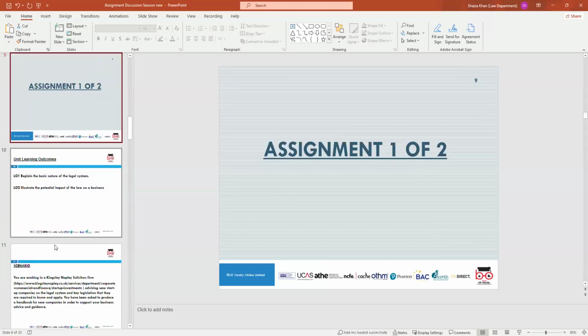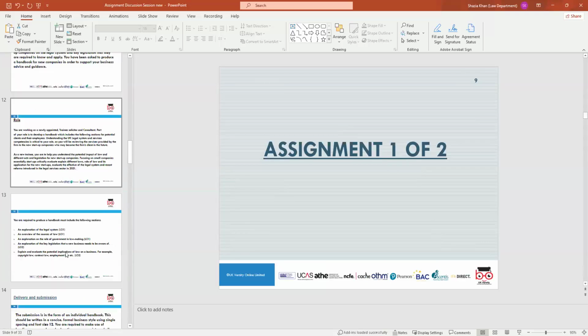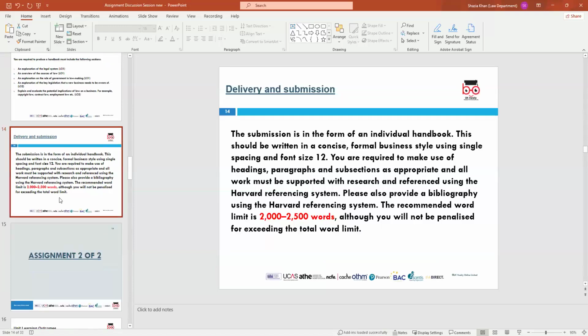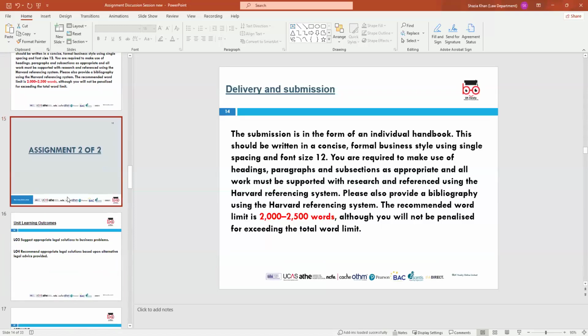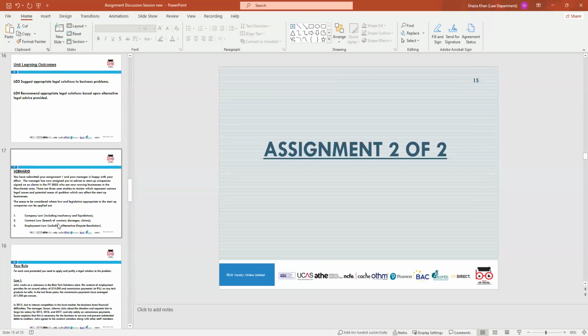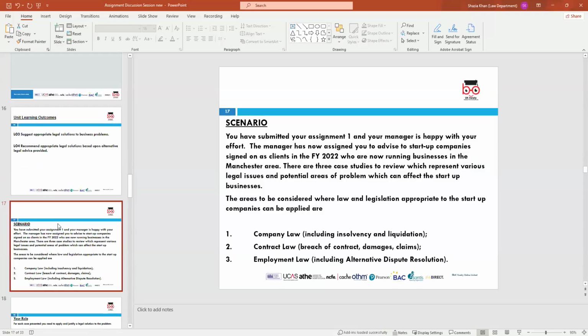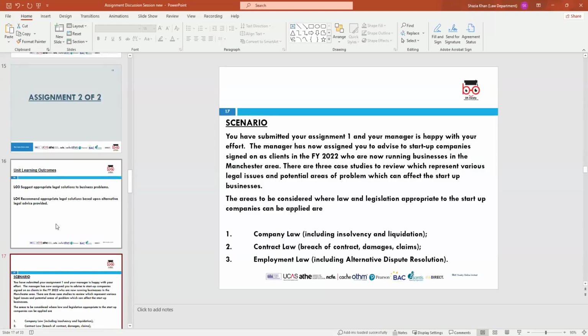Each one has its own word count, which is the same for both assignments, 2,000 to 2,500, and assignment 2 is the same. Make sure you are looking at the case study and putting headings in so it's clear, and make sure you are answering what they are expecting you to answer, not just what you want to answer.